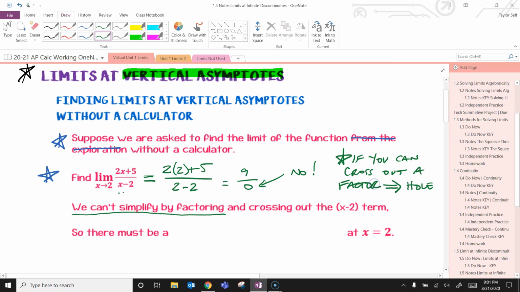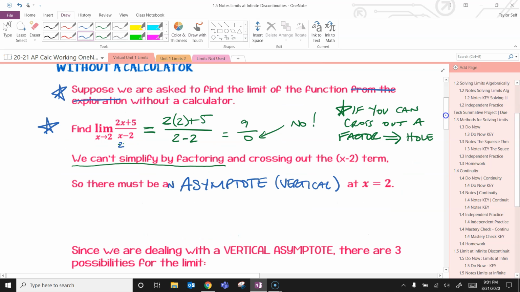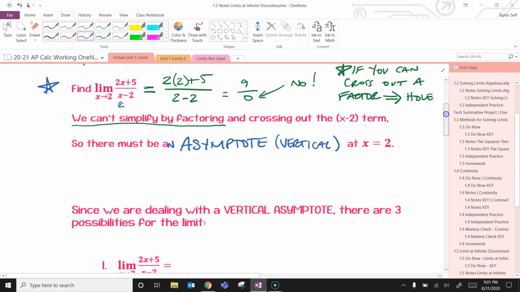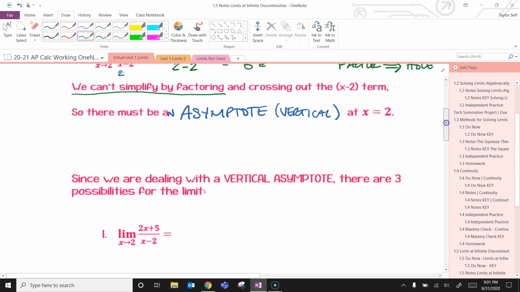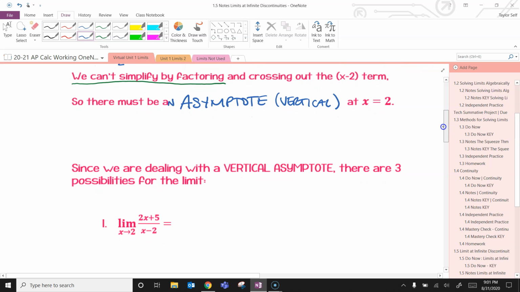So what do we have instead of a hole? We have an asymptote, or an asymptote. And specifically, we have a vertical asymptote. So you could write vertical asymptote at x equals 2. Because 2 is where the issue happens, right? When we plug in 2, problems happen. Okay, cool. So how the heck do we find this limit? We can't simplify. What should we do?